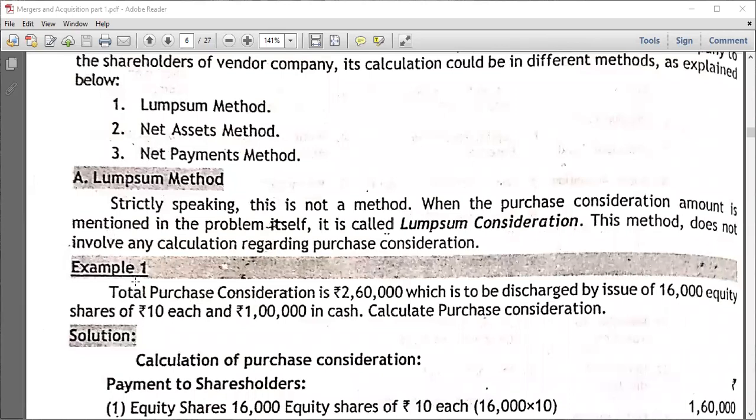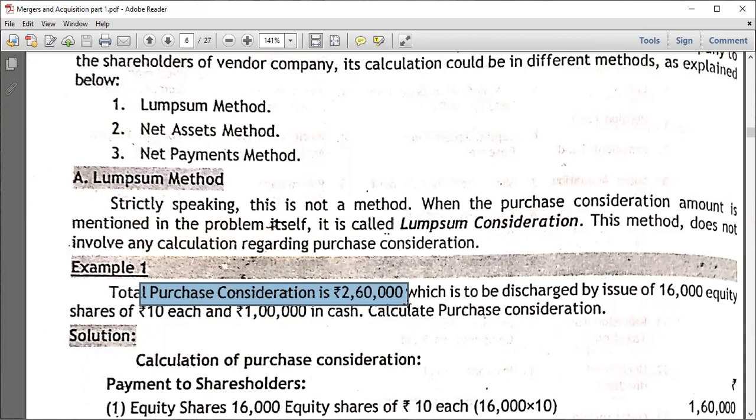Lump sum method. Total purchase consideration is rupees 2,60,000. Look at here, they have only given 2,60,000, which is to be discharged by issue of 16,000 equity shares of rupees 10 each, so 16,000 into 10 will be 1,60,000, and rupees 1 lakh in cash. Calculate purchase consideration. You need to calculate purchase consideration, correct? But in the question they have already given purchase consideration, 2,60,000. So you don't have to calculate it.